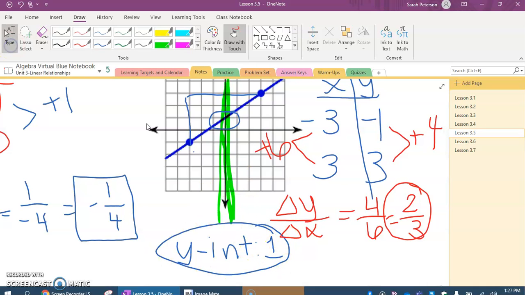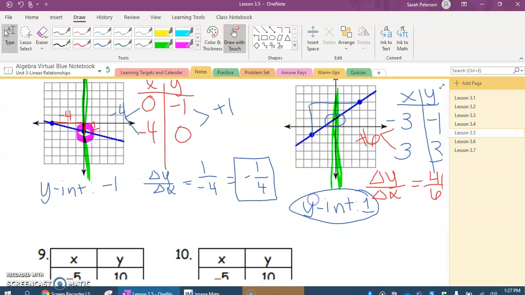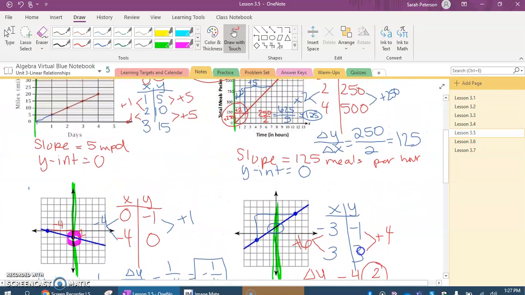Okay, so that is how you can find slope and y-intercept in an equation, or in a graph. And so there's 4 examples there.